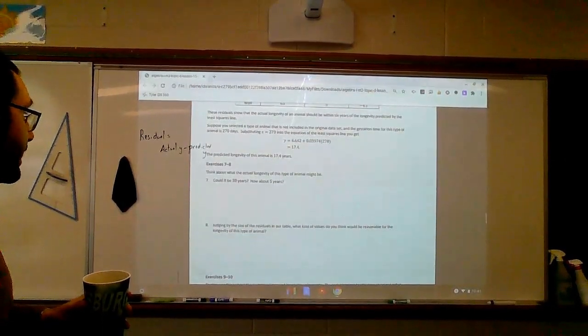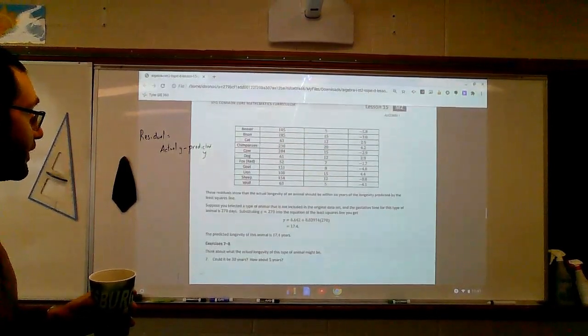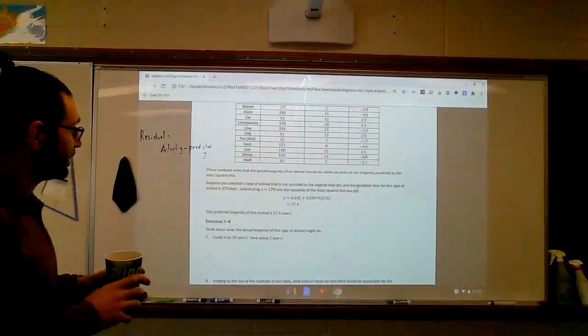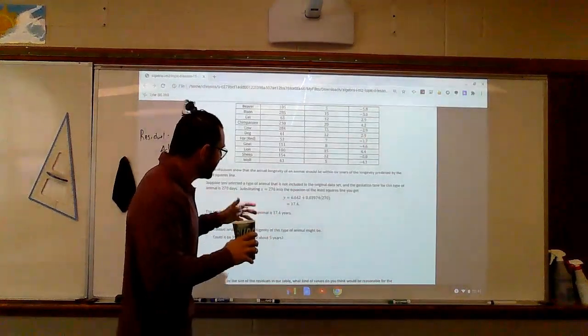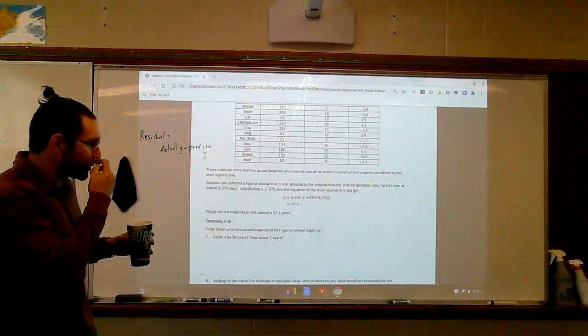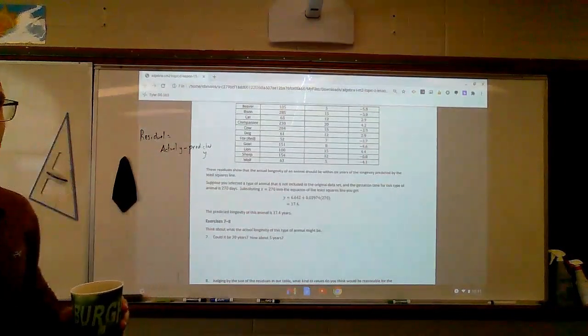So judging by the size of the residuals, what values do you think could be reasonable? Well, we're within 5 or 6. So I'd say, okay, let's subtract 6 from this. So it could be between like 11. Let's add 6 to that. And it could be to about like 23. Those are fair numbers.